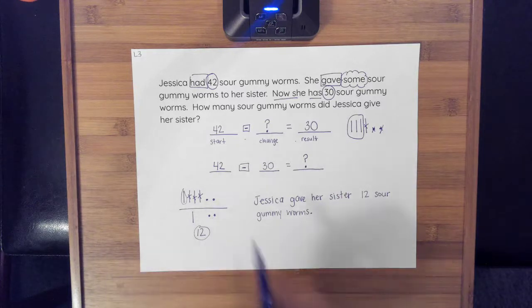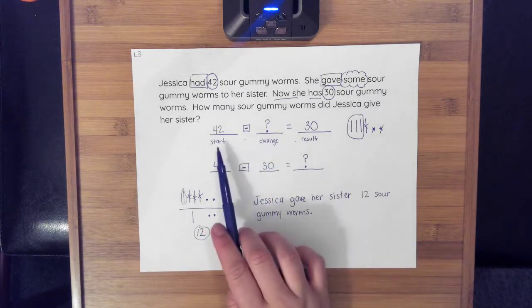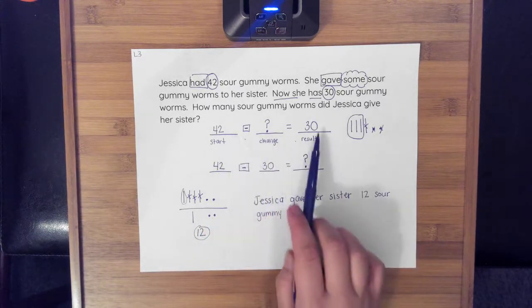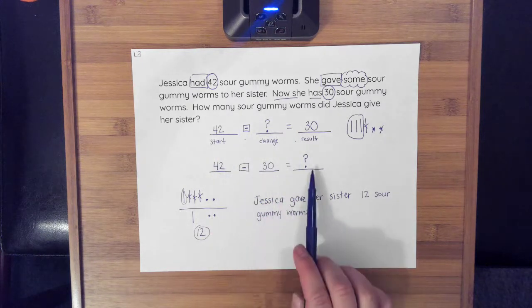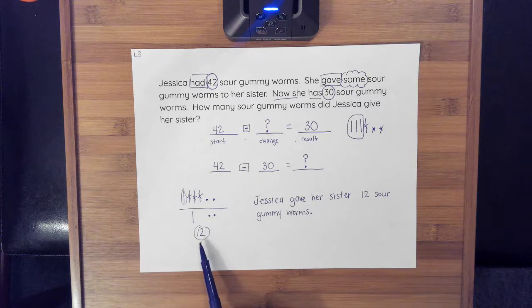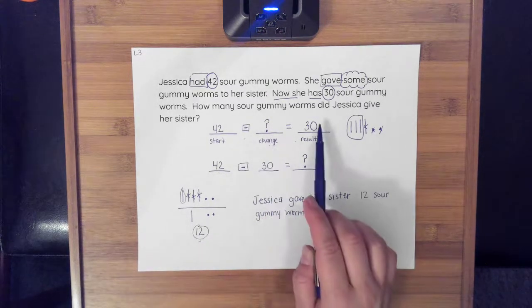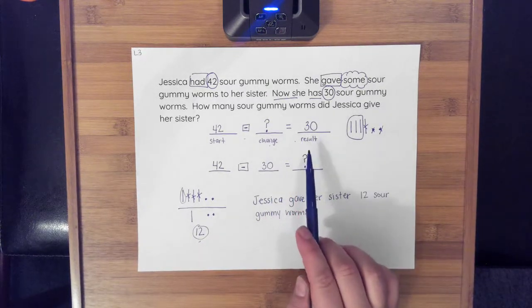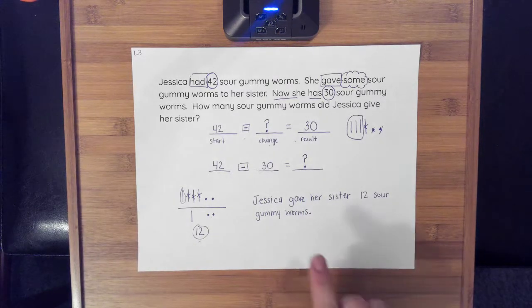Okay, so again, the first one, I can't do 42 minus blank. I had to rearrange so I could solve and figure out that unknown. And when I did that, I took it and I put it back into my original problem to see if I got my result. And in this case, I did. So I know that Jessica gave her sister 12 sour gummy worms.